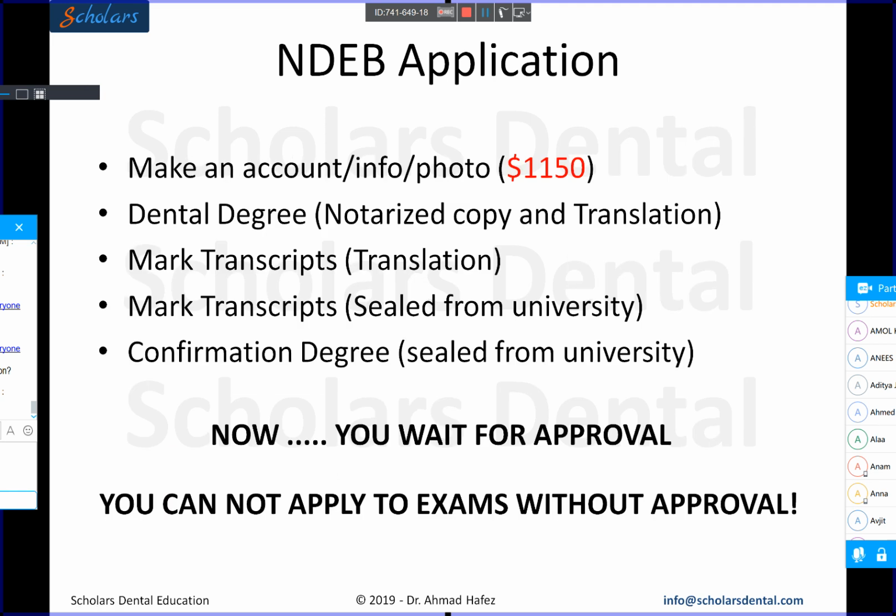So basically you make an account. It may cost you this much to make an account. I'm not sure how it is now, but that's how much it did. Dental degree, right? I used to send a notarized copy, but now they're saying they want the original. So just send out the original and a translation. The transcripts from the university and a confirmation of degree, that's what you need to apply. And then you wait for your approval. And you can't really do any exams unless you're approved.